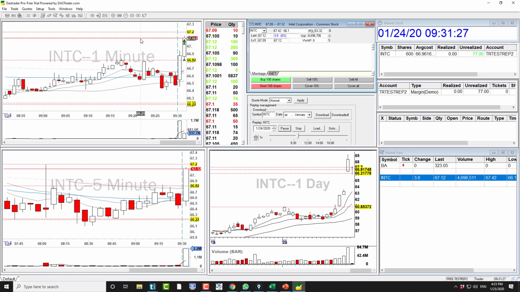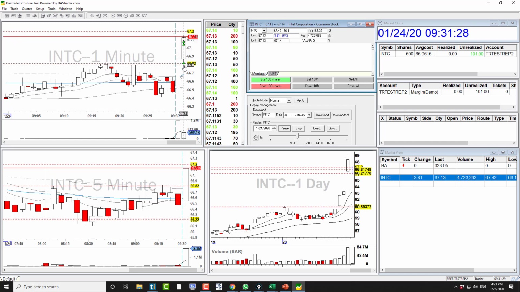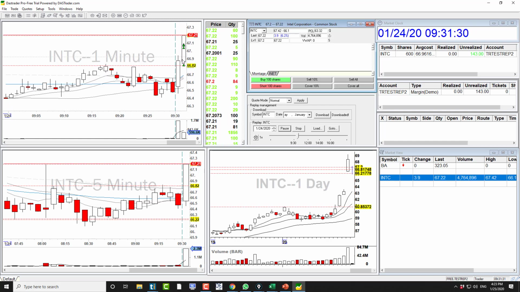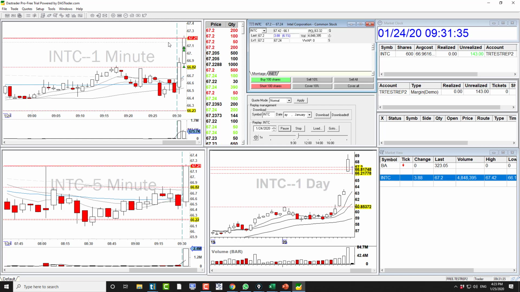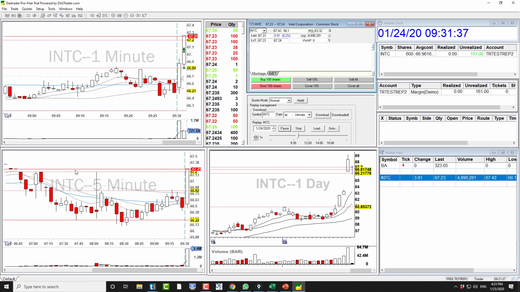So the breakout is already happening. Depending on your trading strategy, this could be a place to start getting out. 66.82 to 67.23, this is a really good move. You actually broke out toward this.